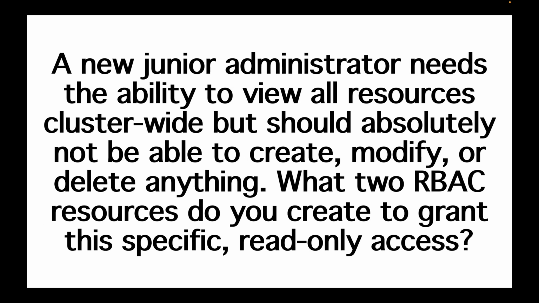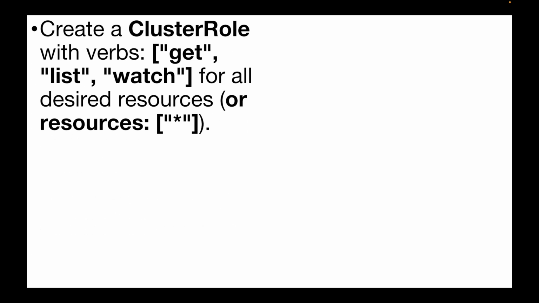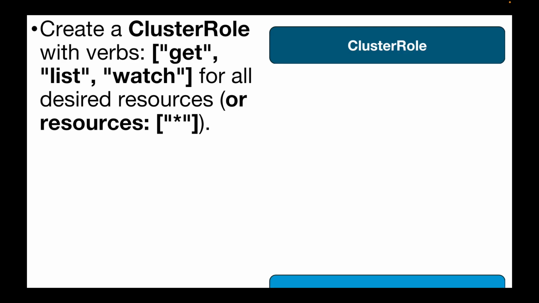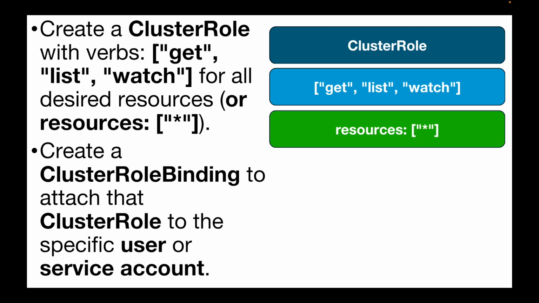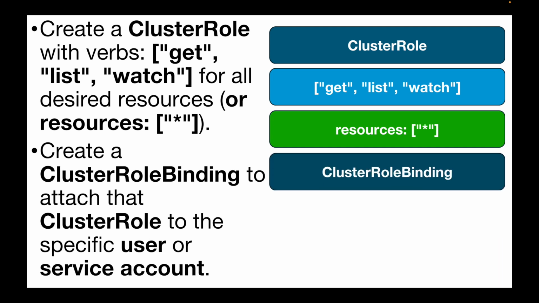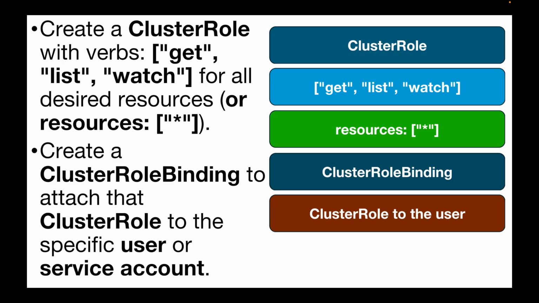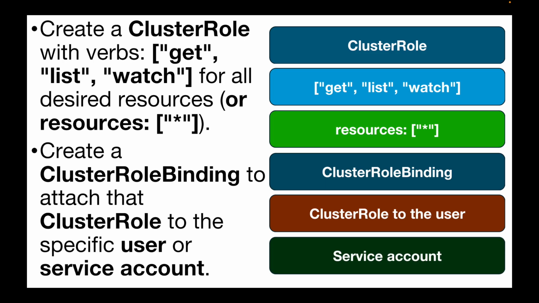The next question we have is, a new junior administrator needs the ability to view all resources cluster-wide, but should absolutely not be able to create, modify, or delete anything. What two RBAC resources do you create to grant this specific read-only access? So we can create a cluster role with verbs like get, list, watch for all desired resources. So basically you can use a wildcard. Then you will do a cluster role binding to attach that cluster role to that specific user or to that specific service account. So that way you're only giving the necessary permissions, but at the cluster-wide level.